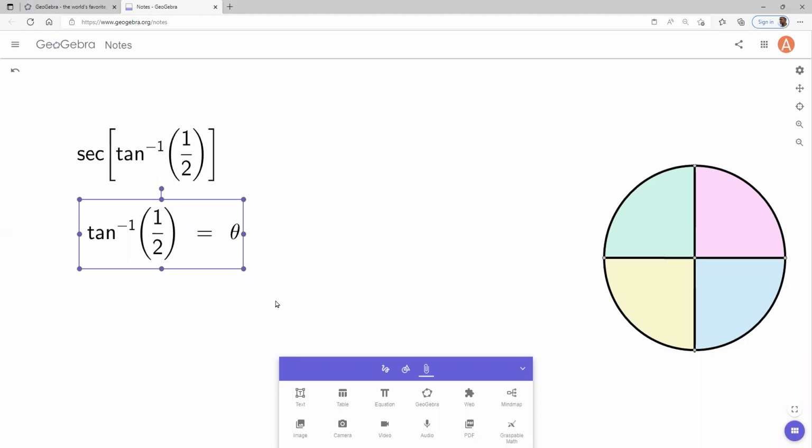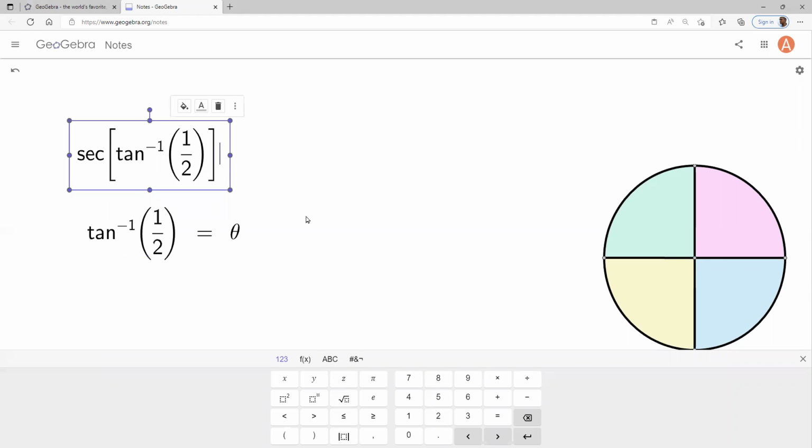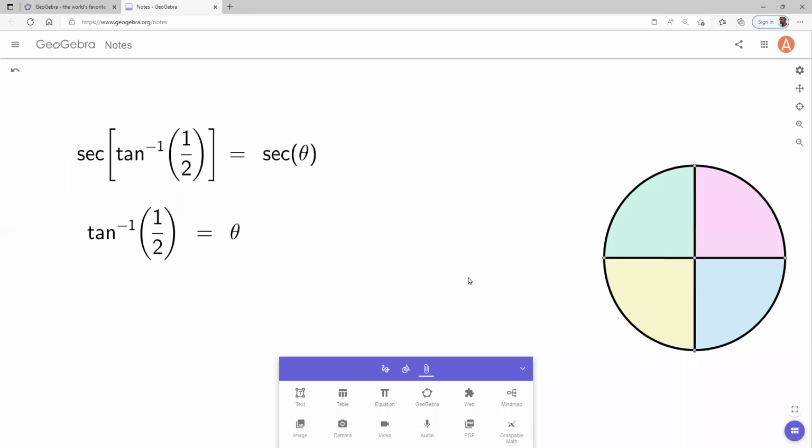Of course, theta has to be in the right half of the unit circle, in the first or the fourth quadrant. We have established that many times in the past. Now, having said that, the original problem now turns into this. Once we can find the value of secant theta, we have our answer, because our original expression is the same as secant theta. If we can evaluate secant theta, we are finished.